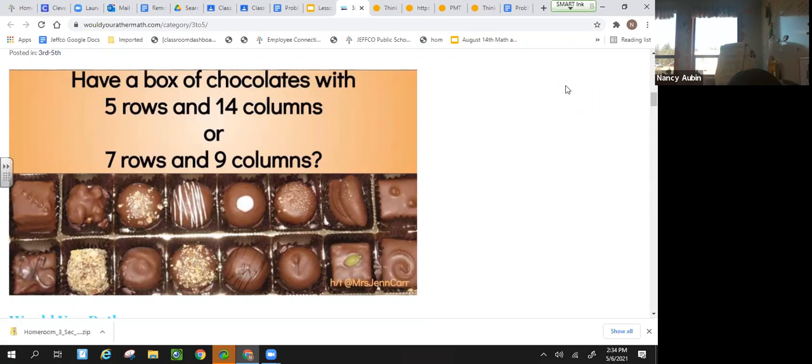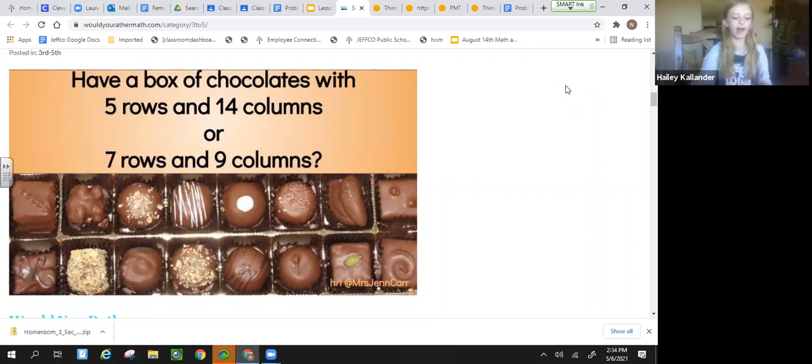All right. Let's hear. Stand up if you think 5 rows and 14 columns is more than 7 rows and 9 columns. Stand up if you think 7 rows and 9 columns is more and you would rather have that. All right, well, Haley, finish quickly. Haley Calendar, will you unmute and share your thinking and tell us what you think and why?